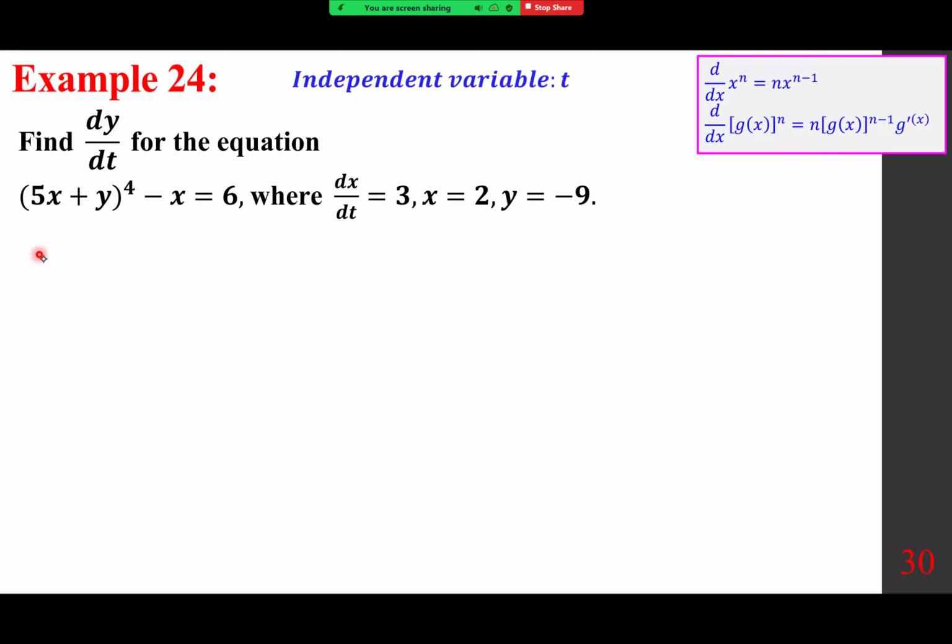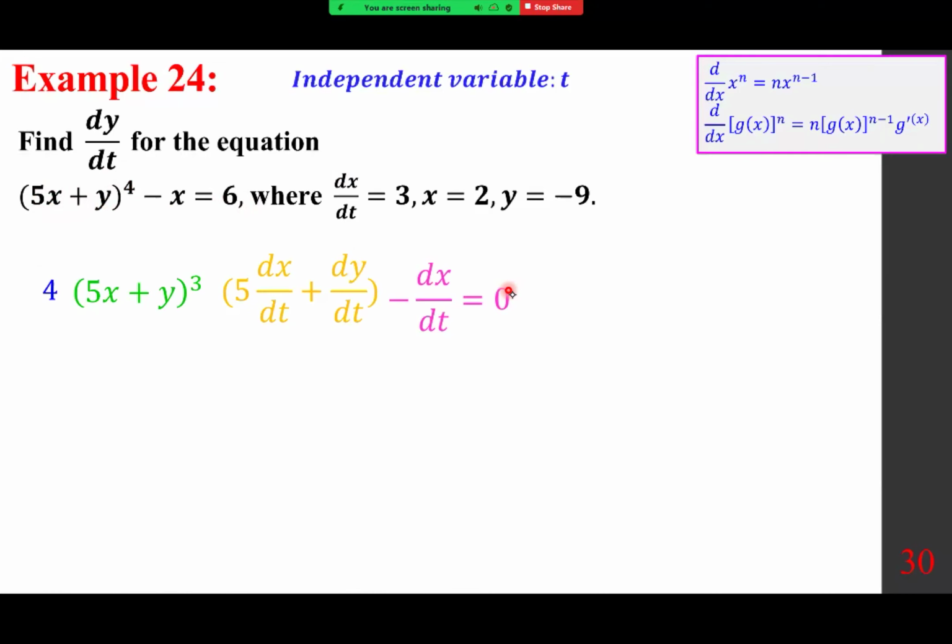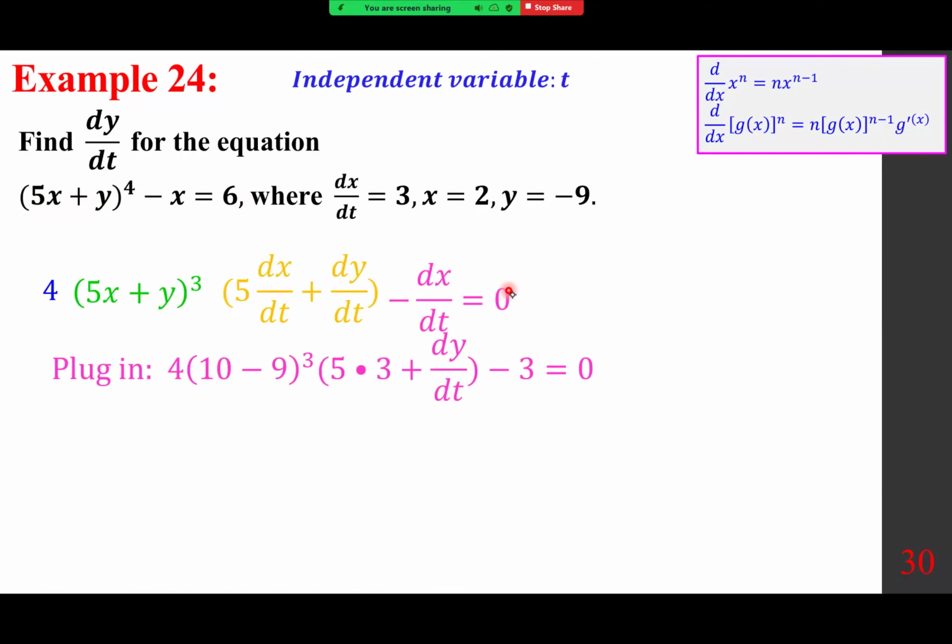4 sits in front, the same thing to the power of 3. And then the derivative of the inside is 5 dx/dt plus dy/dt, minus x gives us minus dx/dt, and any number results in 0. You could solve for dy/dt, but because they want the evaluation, just plug in the numbers that are given.